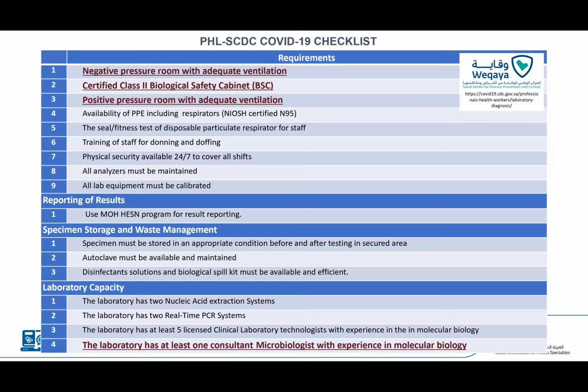The most important items on this checklist, which are usually related to the structure, are the availability of a negative pressure room with adequate ventilation and a positive pressure room also with adequate ventilation, along with a certified class 2 biosafety cabinet. The other important thing is the availability of at least one consultant microbiologist with experience in molecular biology, in order to have proper and accurate lab results and interpretation.